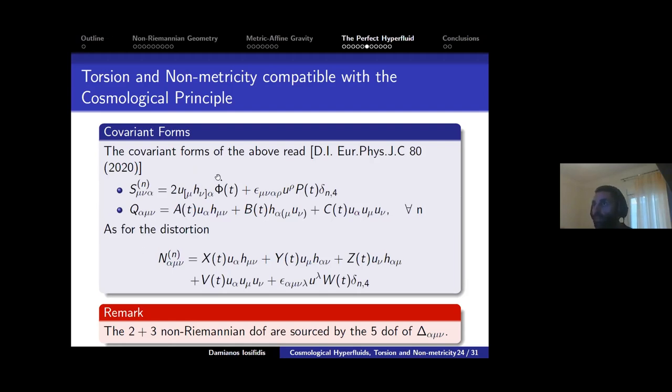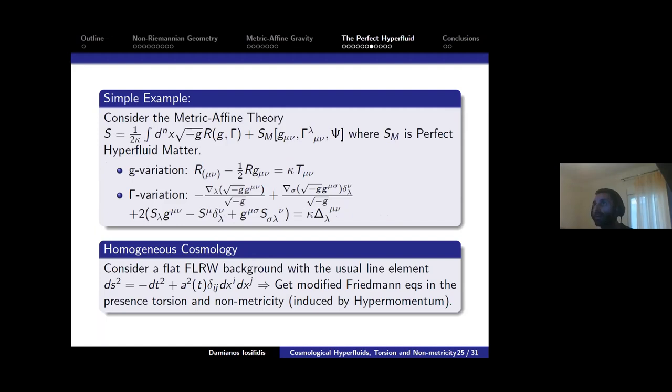So what we see now is we have 2 degrees of freedom for torsion and 1, 2, 3 for non-metricity. So the 5 degrees of freedom that we have for hypermomentum will then match the 5, 2 plus 3, degrees of freedom for torsion and non-metricity, these non-Riemannian degrees of freedom. So we see that it exactly matches up. The source, this hypermomentum tensor, is exactly the one that we need to use in order to excite these non-Riemannian degrees of freedom.